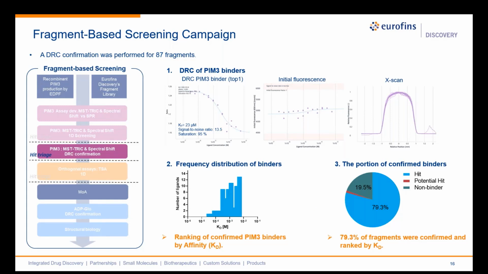You can see, for example, on the top panel, the dose response curve of the best PIM3 binder. This fragment shows an affinity of 23 micromolar, a good signal-to-noise ratio of 13.5 with a saturation of 95%. In the middle of the screen, you can see the frequency distribution of PIM3 confirmed binders ranked by affinity. More than 79% of hits were confirmed with the DRC and could be ranked by KD.